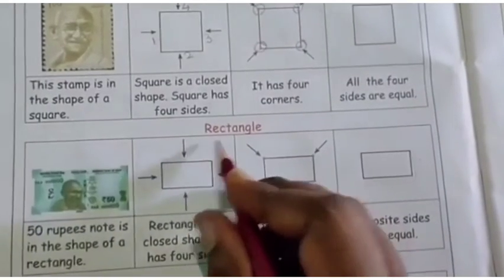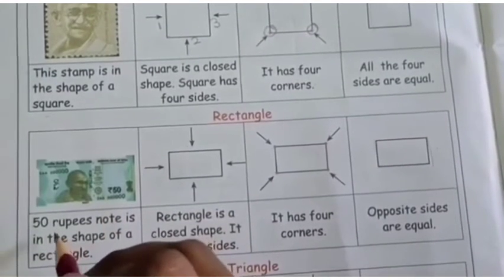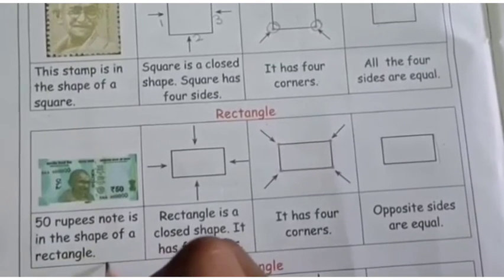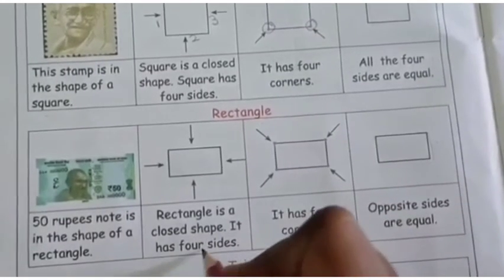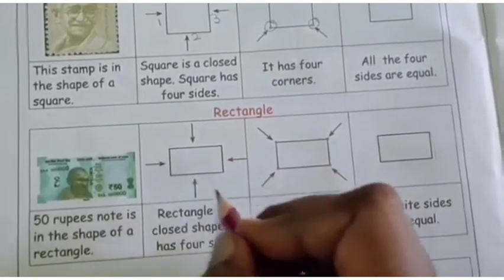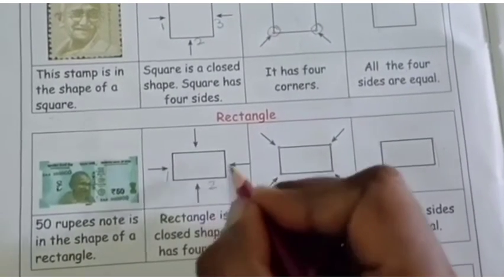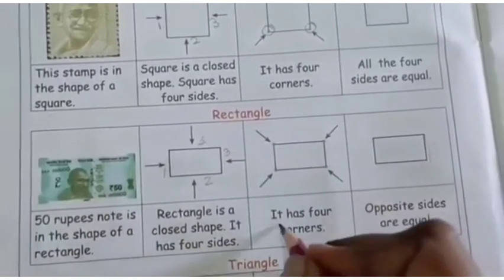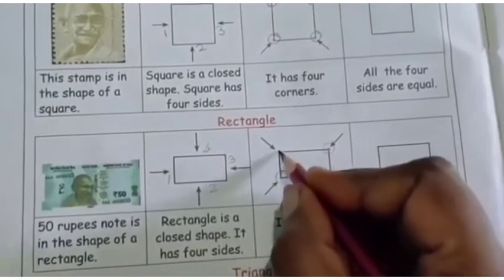Next, we will move on to a rectangle. What is this? This is a 50 rupees note. The 50 rupees note is the shape of a rectangle. Rectangle is a closed shape. It has 4 sides. Square madre rectangle ko 4 sides. 1, 2, 3, 4. Rectangle has 4 sides.